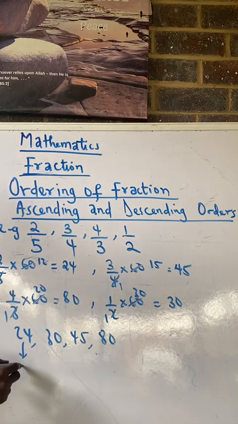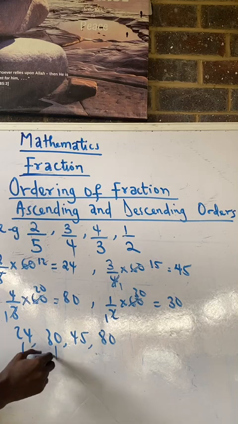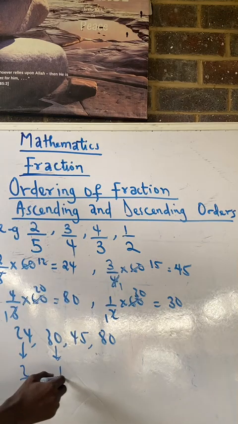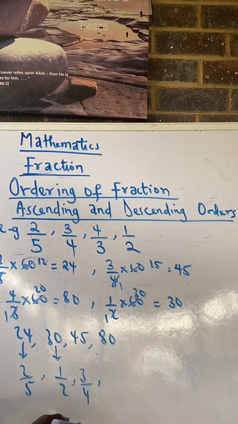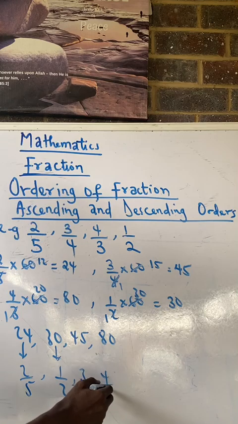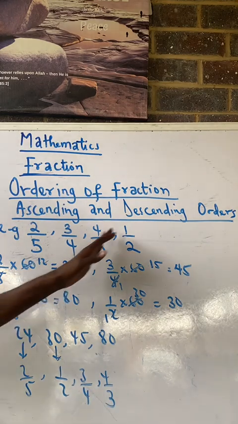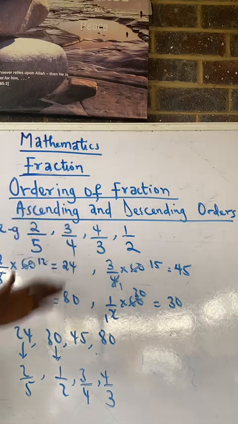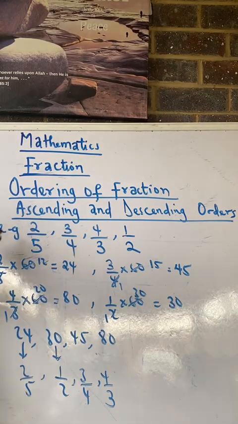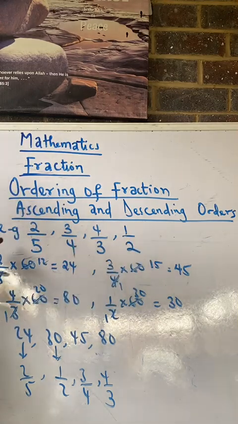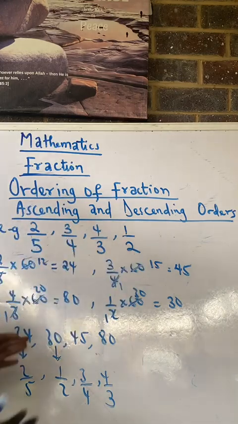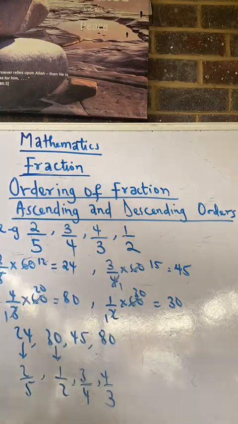So which fraction corresponds to 24? The original fraction is 2 over 5, followed by the one corresponding to 30, that's 1 over 2, followed by the third one, which is 3 over 4, and followed by the last one, which is 4 over 3. So that means 4 over 3 is the biggest out of all of these fractions. This is one way of doing it. Another way is to convert them to equivalent fractions, so you will see the biggest. Another way is to change everything to decimal, and it will still appear to you the biggest. But this method too is one of the best methods that we can use.